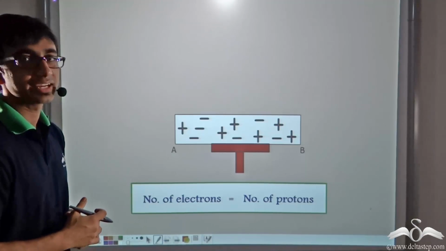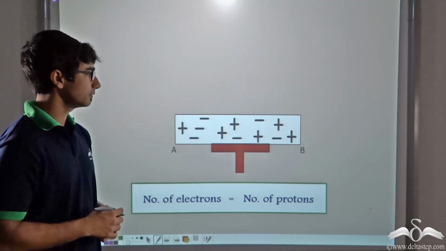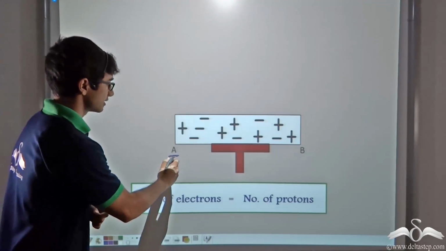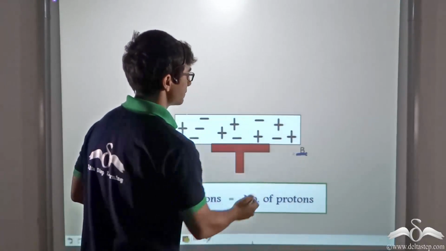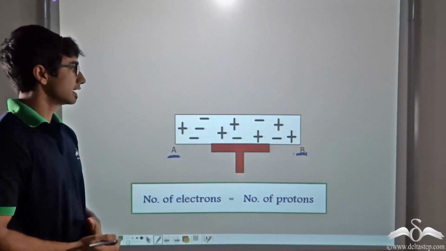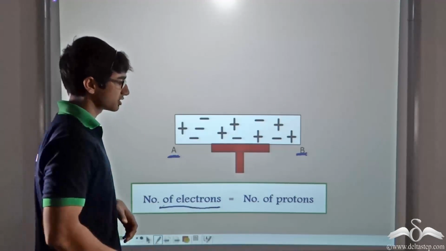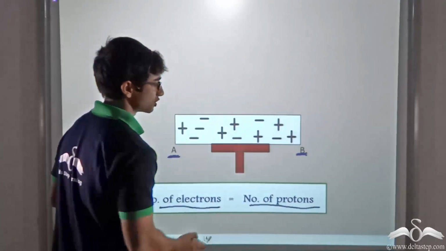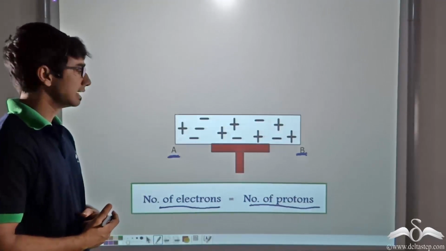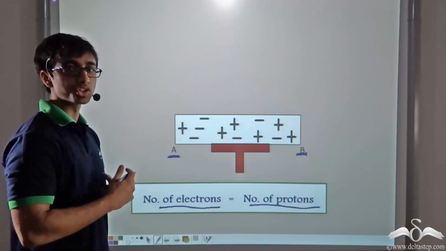Take a close look at the diagram on the board. Over here, we have a conductor AB that is kept on an insulated stand. Now in this conductor, if you look closely, the number of electrons is equal to the number of protons. And thus we can say that conductor AB is neutral.